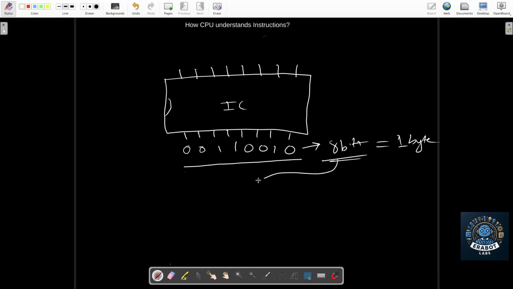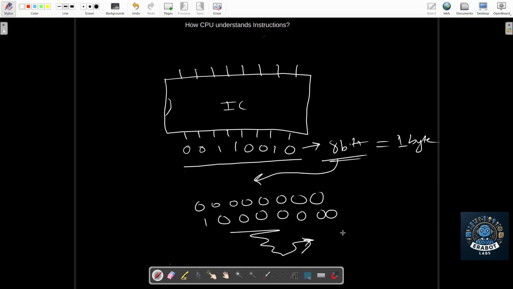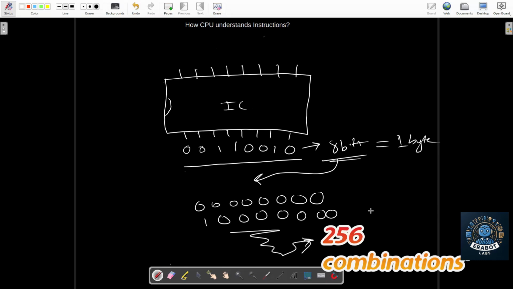With these 8 bits, we can have multiple combinations, like 00000001, 00000010 and so on. We can create a lot of combinations with these 8-bit numbers. That means we can create that many instructions with the 8-bit input.